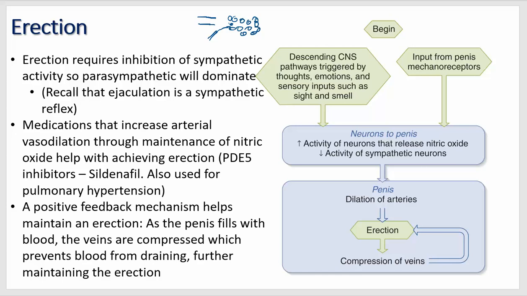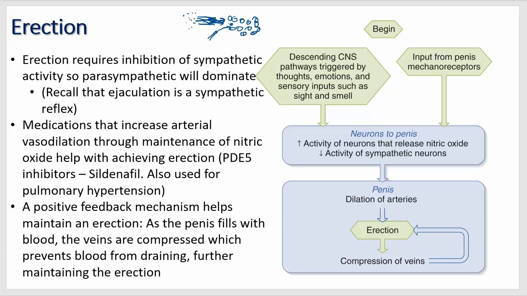So medications that increase arterial vasodilation through the maintenance of nitric oxide help with achieving erection. Nitric oxide is a vasodilator. Something called phosphodiesterase 5, or PDE5, inhibitors will maintain high levels of nitric oxide, which helps blood flow to the penis. Now, note I'm not saying that it's causing nitric oxide release, but it is maintaining it. When nitric oxide is released as part of the erection process, the drug supports that. It doesn't necessarily cause an erection, but it will make it much more responsive.